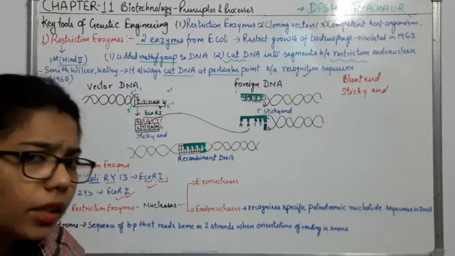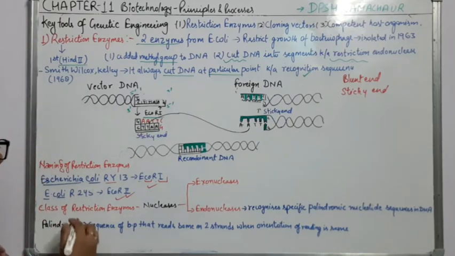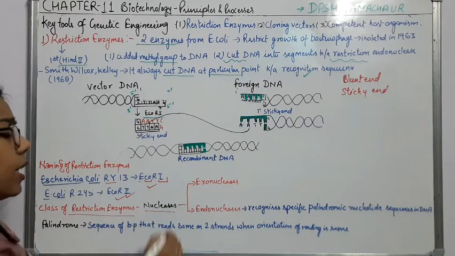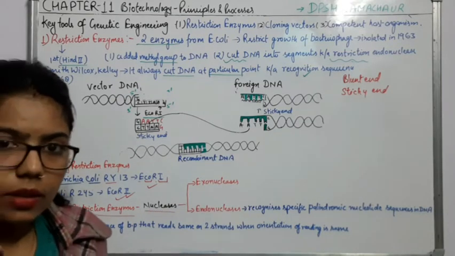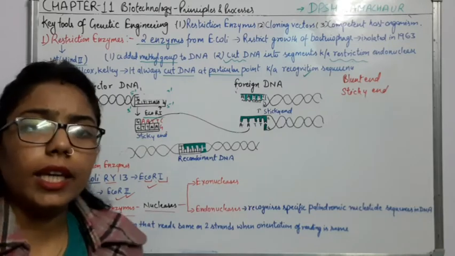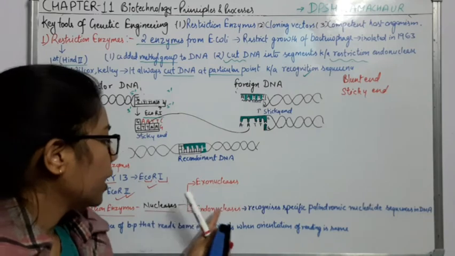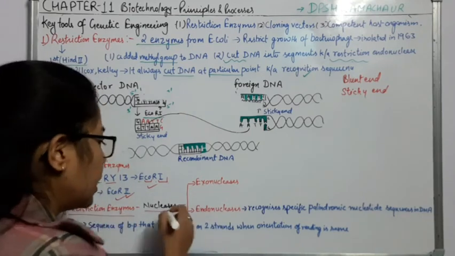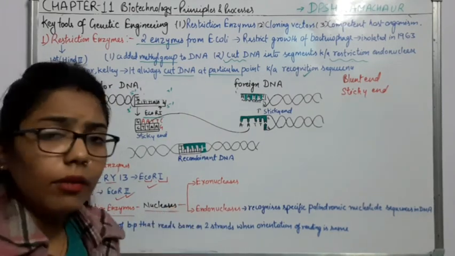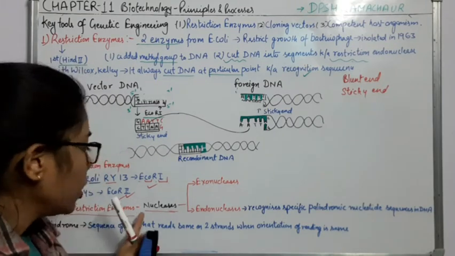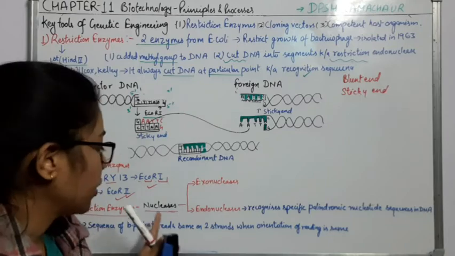Another important thing about restriction enzymes is that they come under which class? The class nucleases. And these nucleases can be of two types. What are they? Exonucleases and endonucleases. Whenever we are talking about the breakdown, breakdown of what? Nucleotides. That's why we have given the name nucleases.